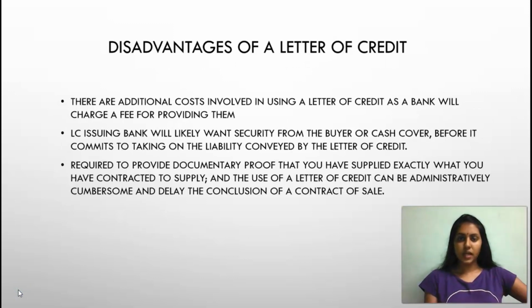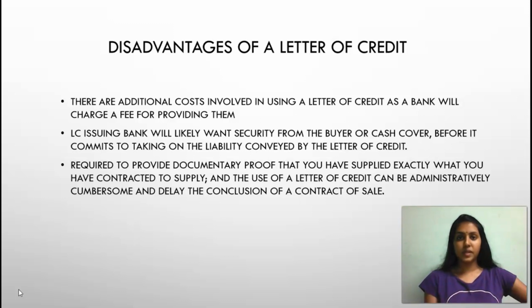Disadvantages of a letter of credit. There are additional costs involved in using a letter of credit, as a bank will charge a fee for providing them. The letter of credit bank will likely want security from the buyer or cash cover before it commits to taking on the liability conveyed by the letter of credit.